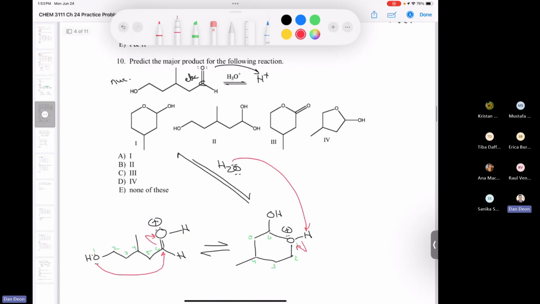And so, I mean, you could have just looked at this and said, well, I'm going to form a hemiacetal in this case. So I'm going to make a hemiacetal, and I'm going to end up with a total of how many atoms in my ring? 1, 2, 3, 4, 5, 6. And so the only one that could possibly fit the bill is 1 because it's a hemiacetal and we have 6 atoms total in the ring. And so the answer is going to be A.